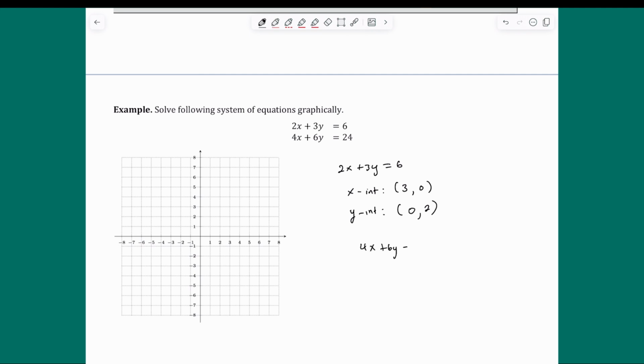4x plus 6y equals 24 is the next equation. It's in standard form, so I like to use the x- and y-intercept method, finding 2 points to draw the line. For the x-intercept, we set y equal to 0. That means this term is gone. So we have 4x equals 24. Divide both sides by 4, which gives us (6, 0). For the y-intercept, once again, you set x equal to 0. So we have 6y equal to 24 because the 4x term goes away. So we see y has to be 4.